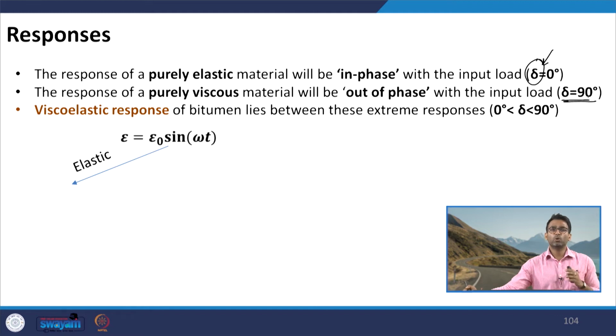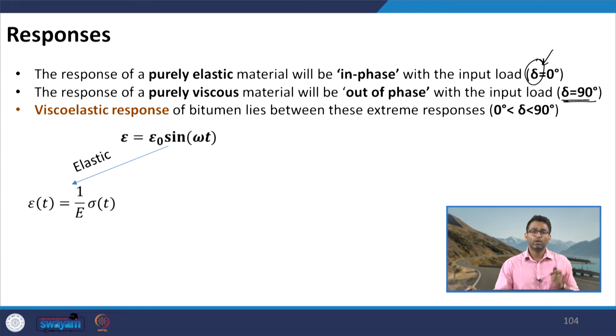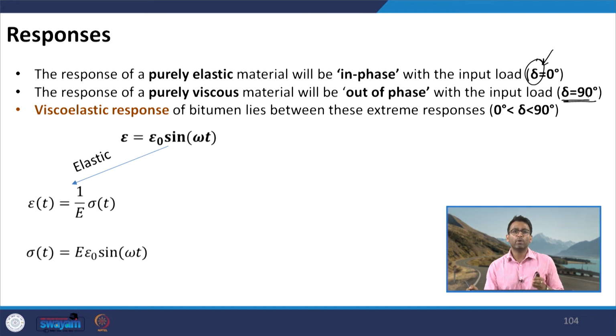So, if it is a purely elastic material, now from our last lecture, if you remember, the constitutive equation for a spring element, which is a purely elastic material, is epsilon t is 1 by E, which is the elastic modulus, into sigma t. So, if I want to find out sigma t, it will be equal to what? E into epsilon t, and epsilon here is equal to epsilon naught sin omega t. So, sigma here becomes equal to E epsilon naught sin omega t, is not it?